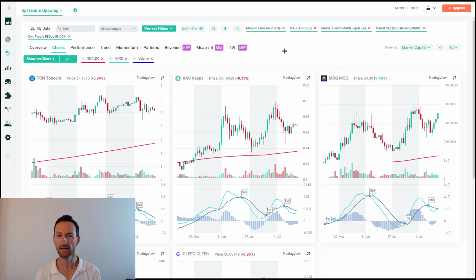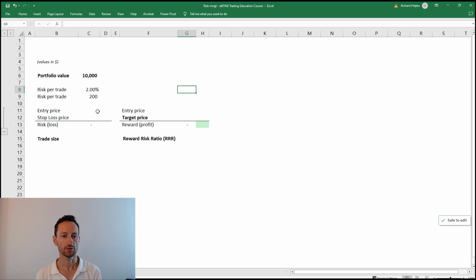Now, also in the education course, you get access to the Excel spreadsheet where you can calculate some interesting or important reward to risk ratios. So if my entry price is 17 cents, which is where the price is now, and my stop loss price is 15.4 cents, then my downside is about 9% or 1.6 cents.